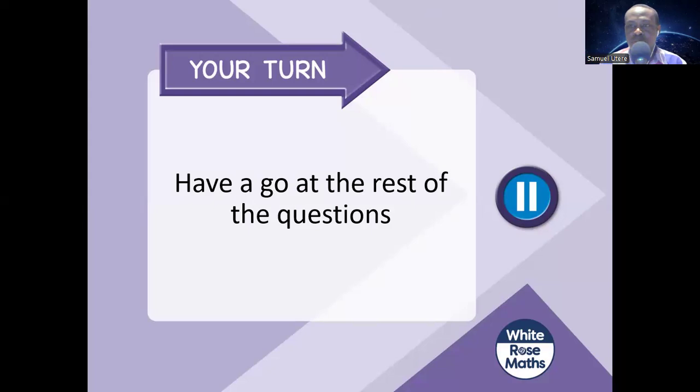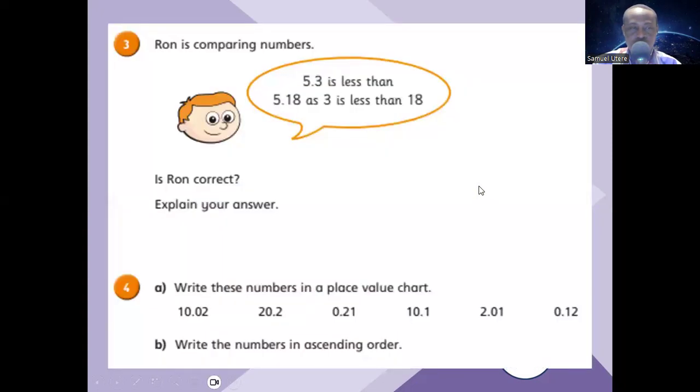Okay, so what have we learned so far? We have learned that if you have a list of numbers to order, especially decimal numbers, it's important that you line them up vertically. So you write the numbers so that the decimal points line up vertically, and then you can start to look at the place value of each of the digits, looking at each column, until you identify which number is the greatest or which number is the least. You can pause the video and answer questions 3 and 4.